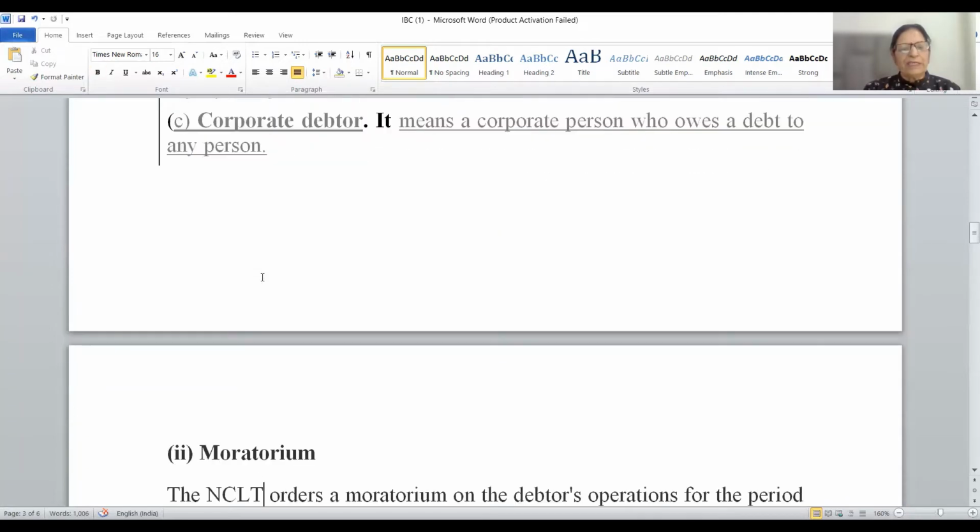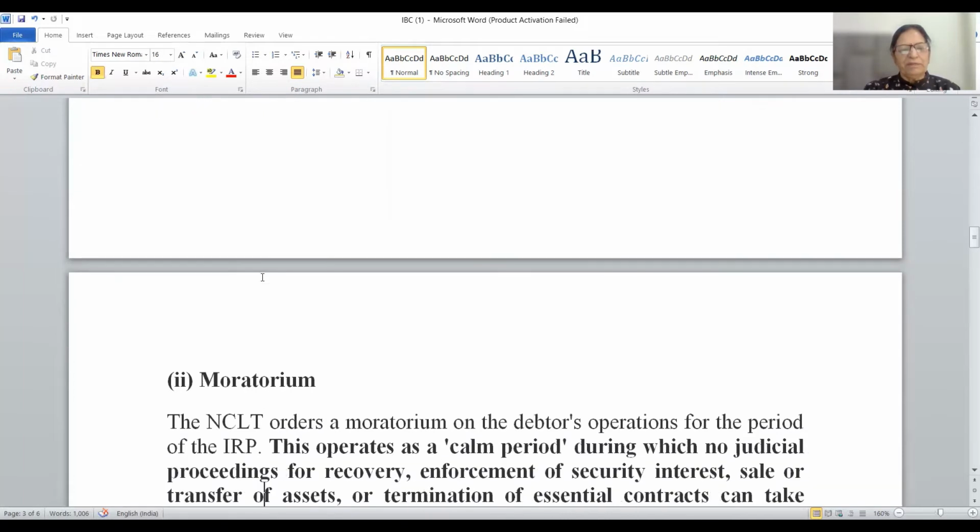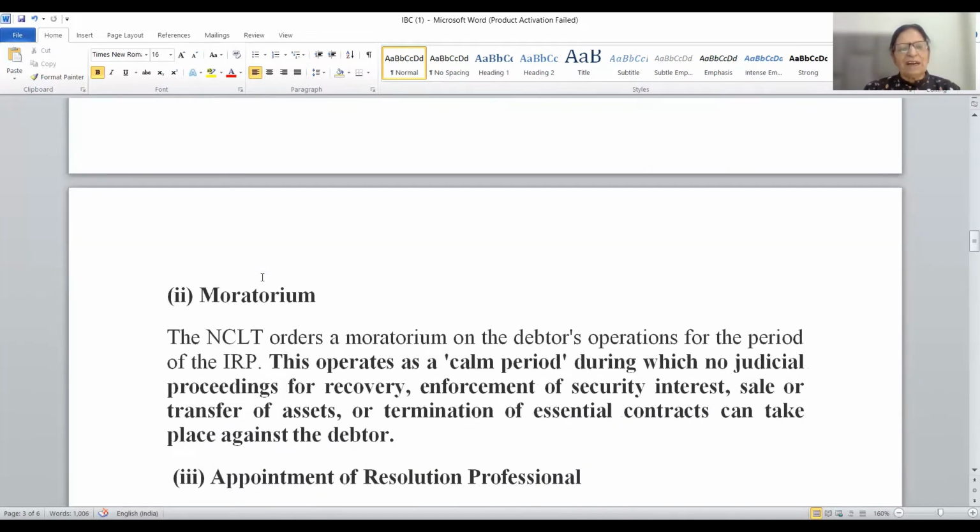And second point is moratorium. The NCLT, National Company Law Tribunal, orders a moratorium on the debtor's operations for the period of the IRP. So what is moratorium? This moratorium operates as a calm period during which no judicial proceedings for recovery, enforcement of security interest, sale or transfer of assets, or termination of essential contracts can take place against the debtor.